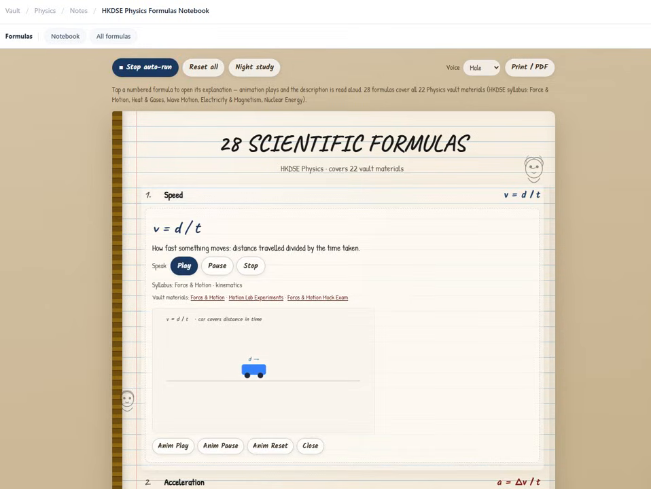Speed, v equals d over t. How fast something moves. Distance traveled divided by the time taken. Watch the car cover distance against time. That rate is speed.